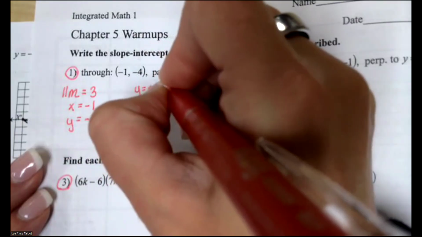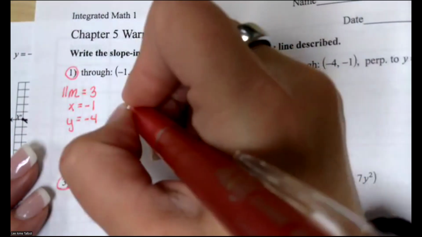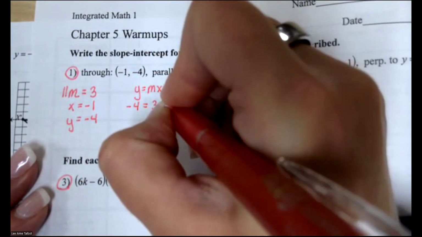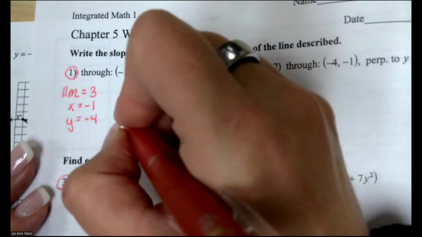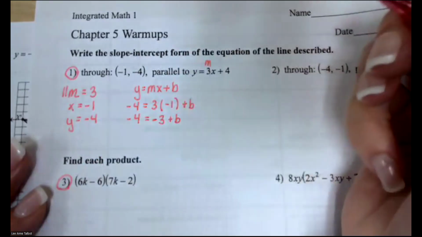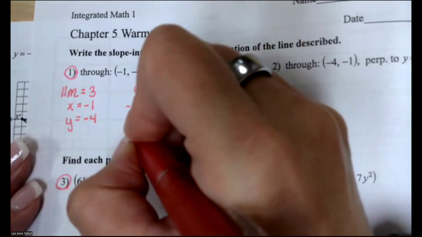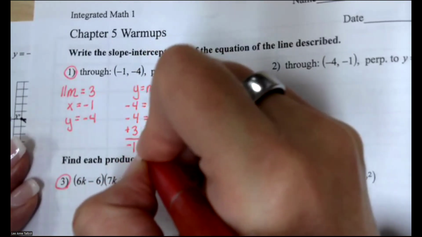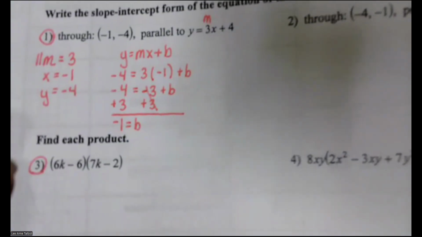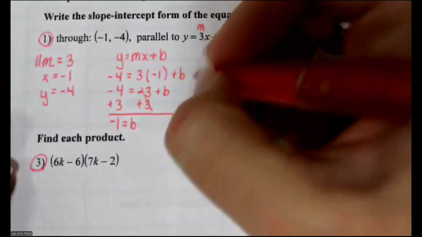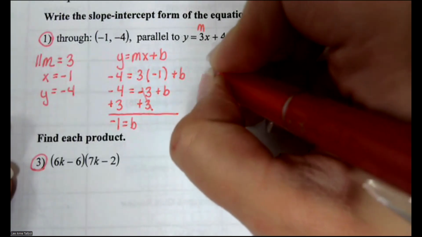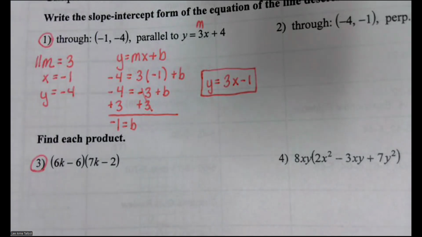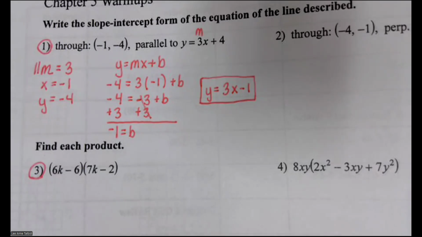Okay, y equals mx plus b. -4 equals 3 times -1 plus b. -4 equals -3 plus b. b equals -1. Y equals 3x minus 1.